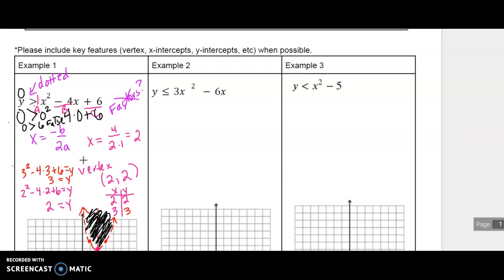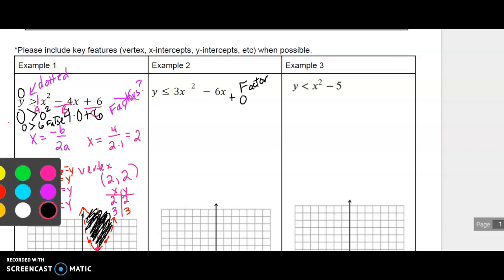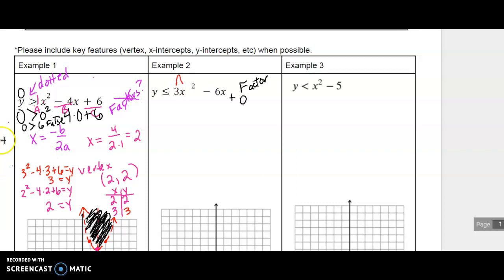All right, example 2. Well, you have some choices. This does factor. So I can factor if I want, or I can add a +0 and then it's in standard form. And I can do my vertex form again. So here's A, B, and C.